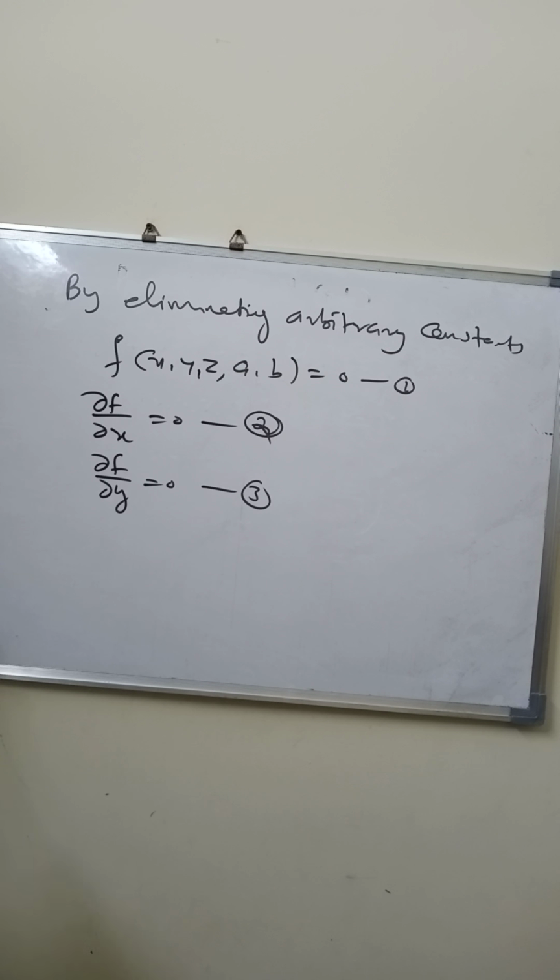One remark is that if the number of arbitrary constants to be eliminated is equal to the number of independent variables, the elimination of constants gives a first order partial differential equation. The second remark is that if the number of arbitrary constants to be eliminated is greater than the number of independent variables, then the elimination of constants gives a second order partial differential equation.